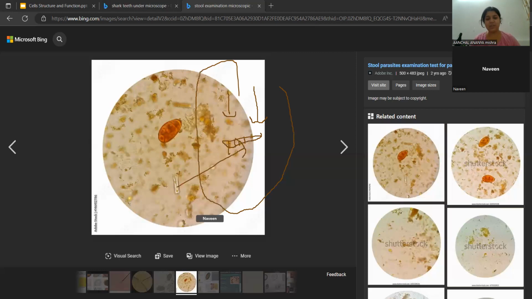First, we need to understand something: a microscope is used to see structures that we cannot see with naked eyes. That is why it is known as a microscope. What is meant by micro? Micro means small.